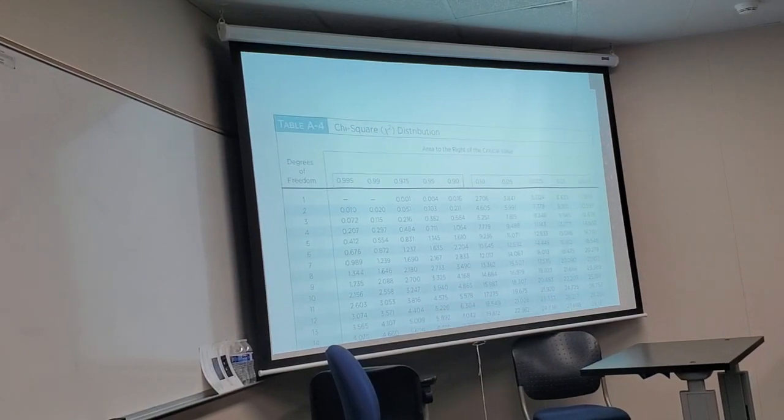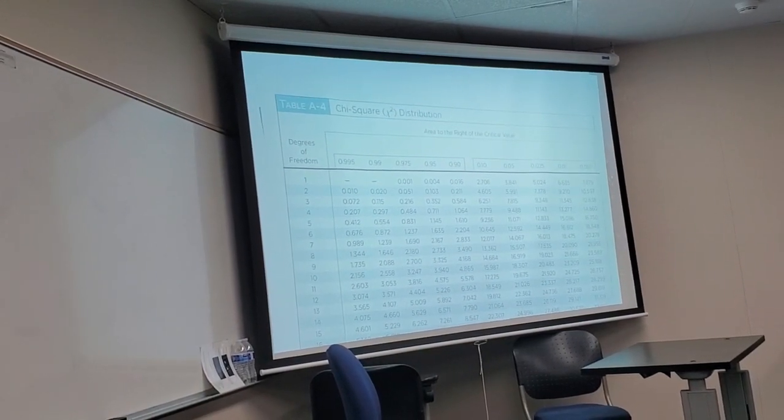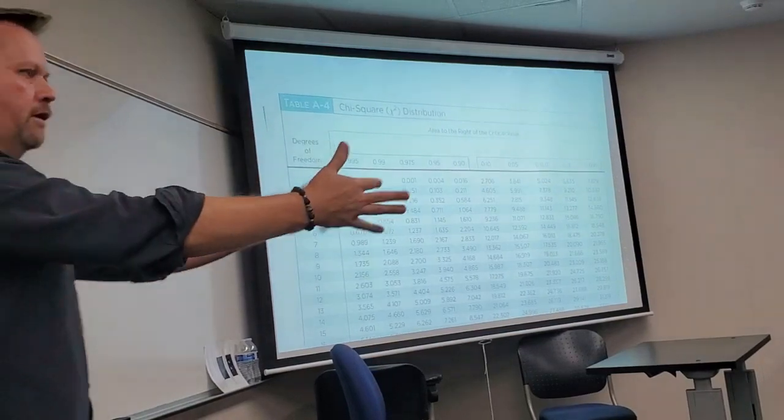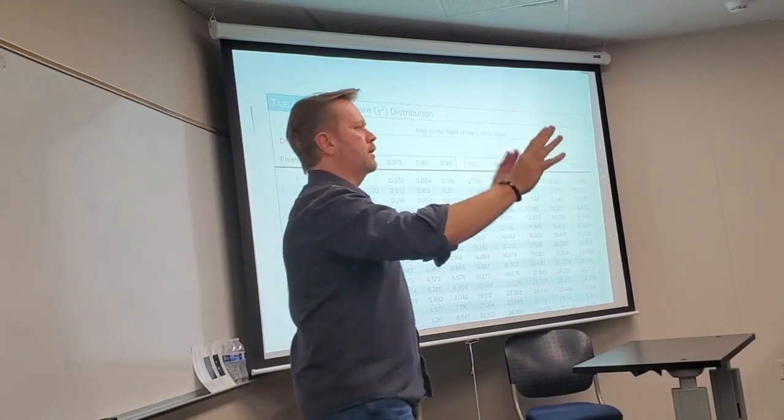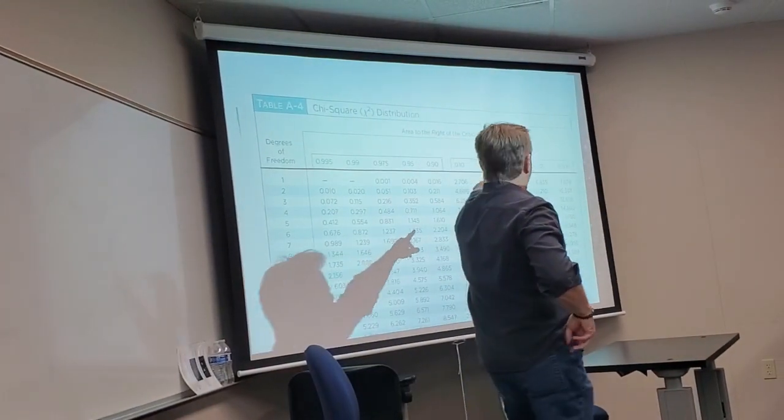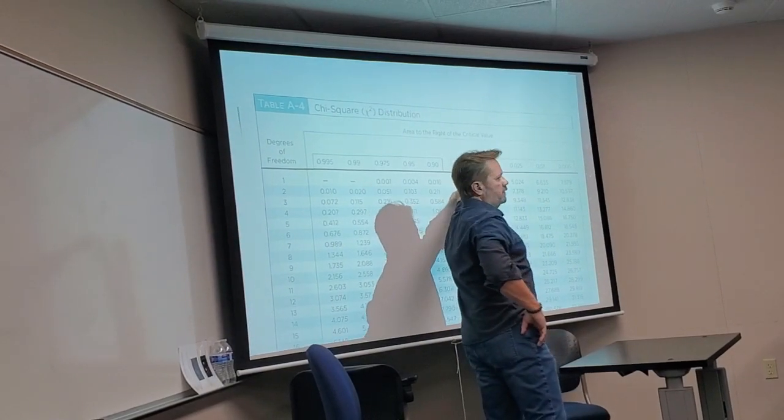Okay. Do me a favor. Anybody have their calculator ready? This is going to sound so weird. What is the square root of 2.706?